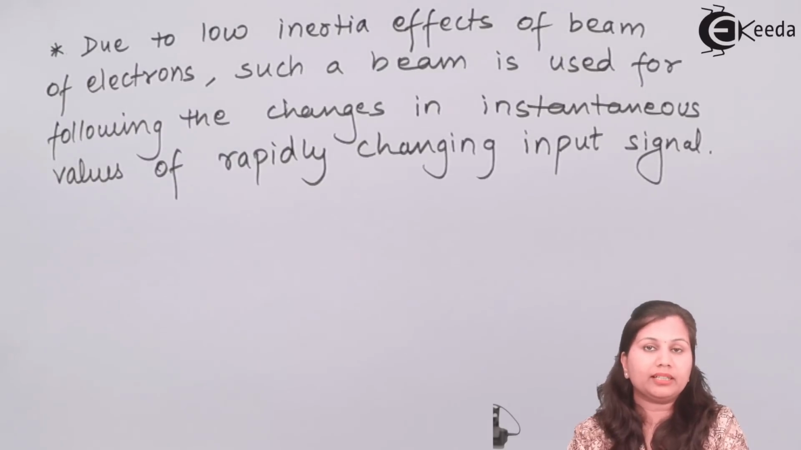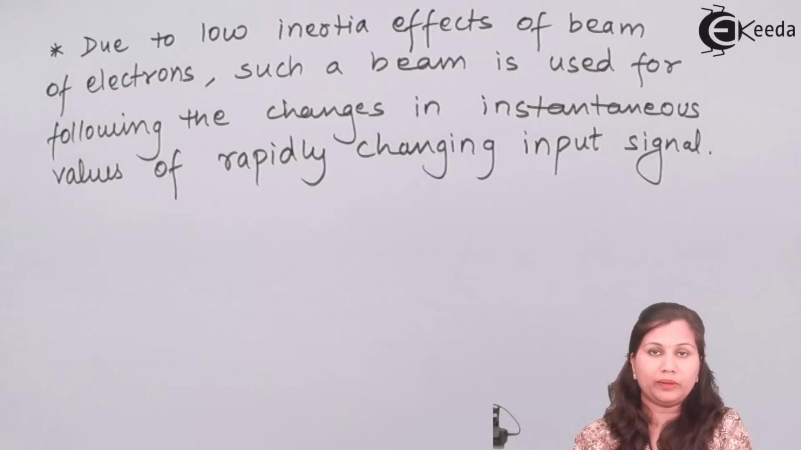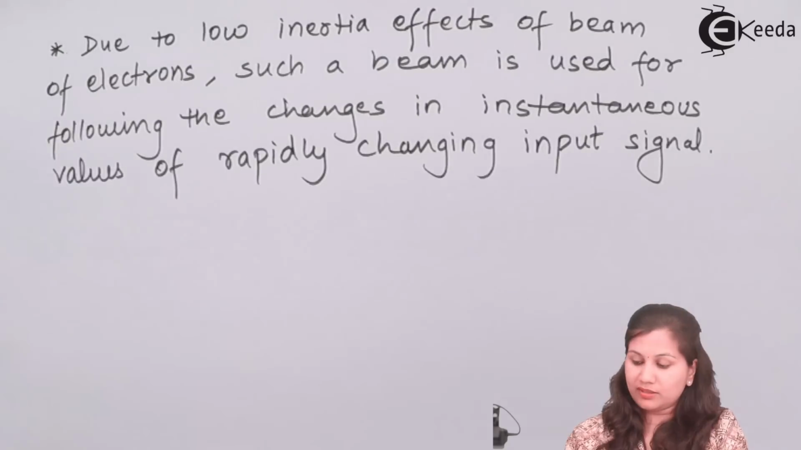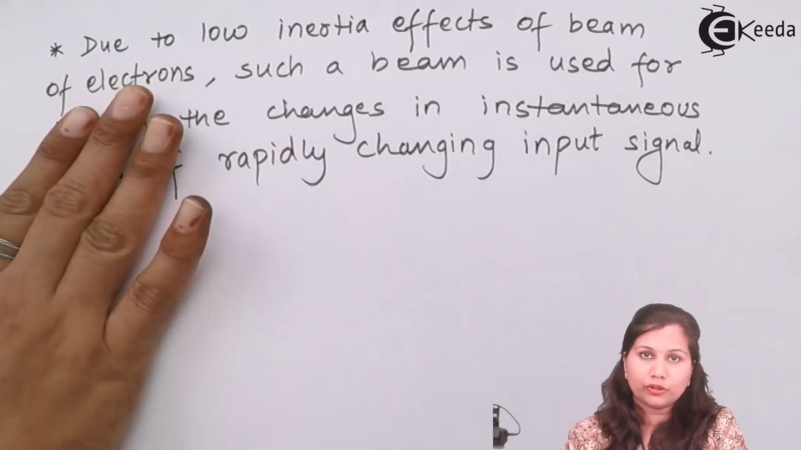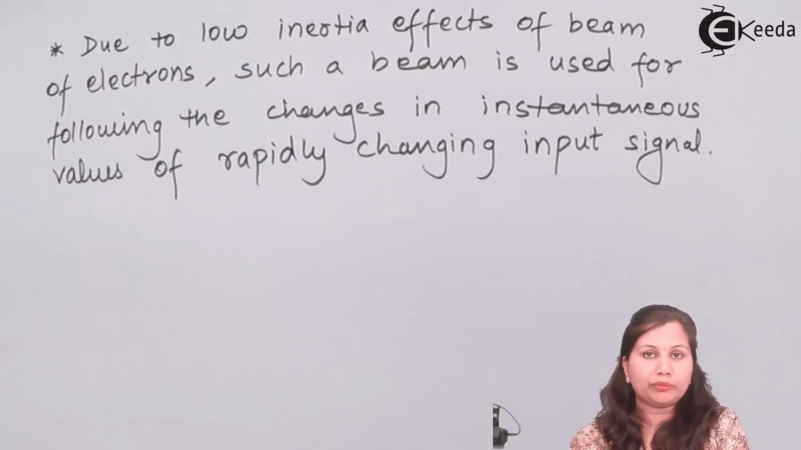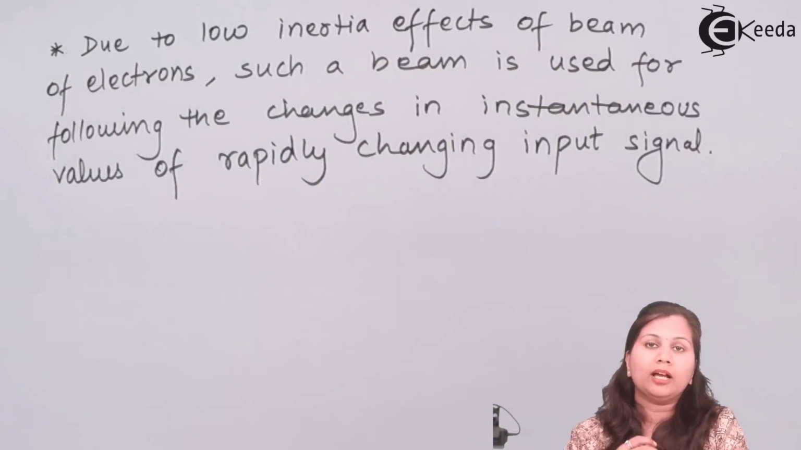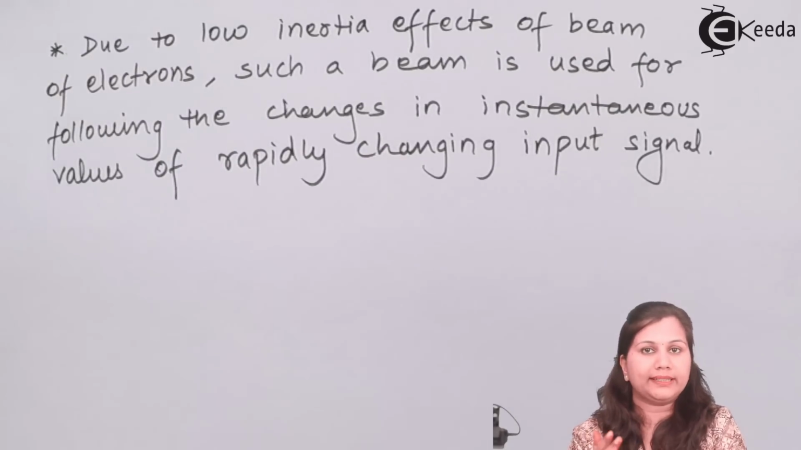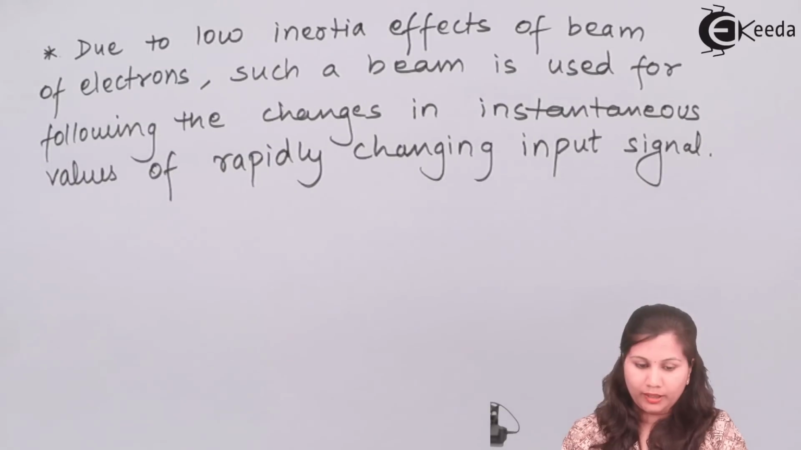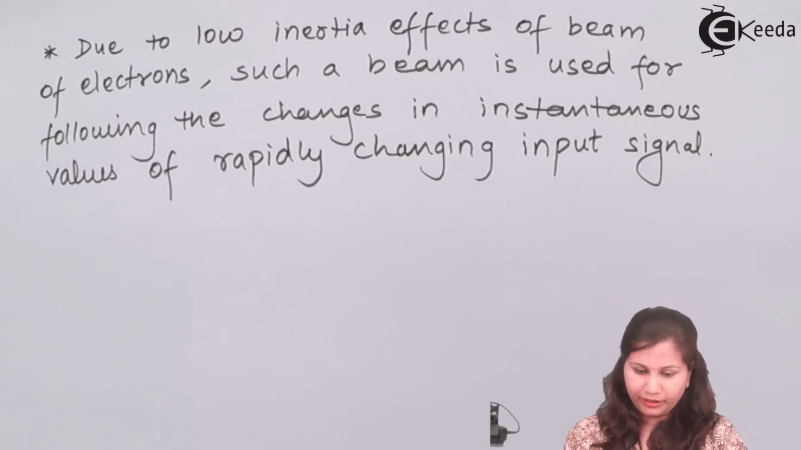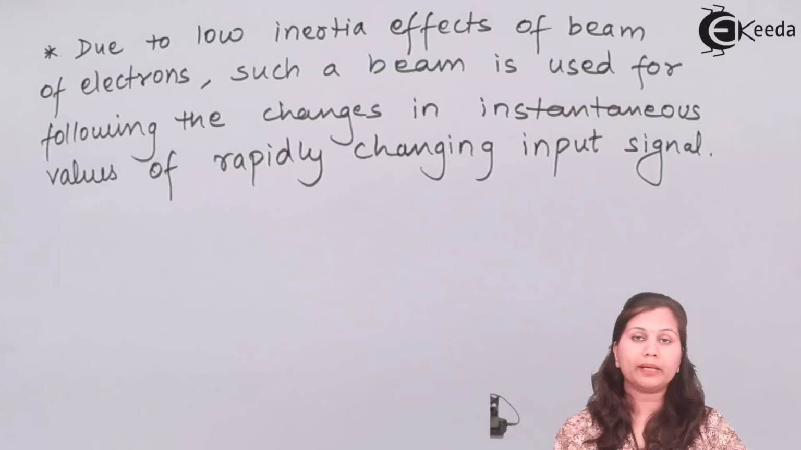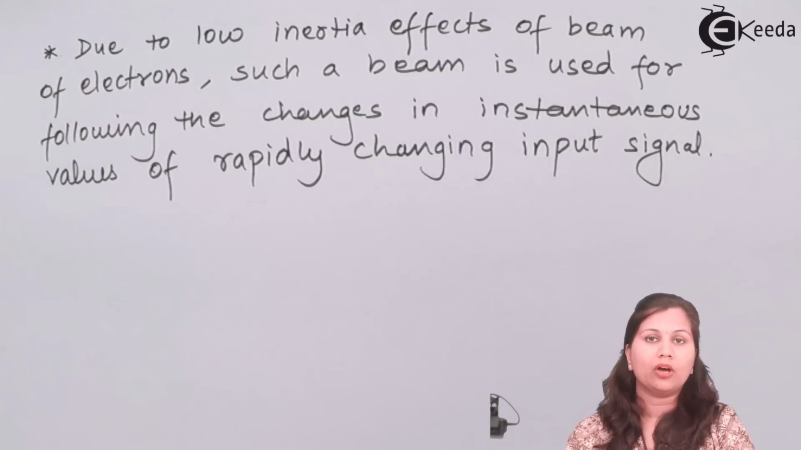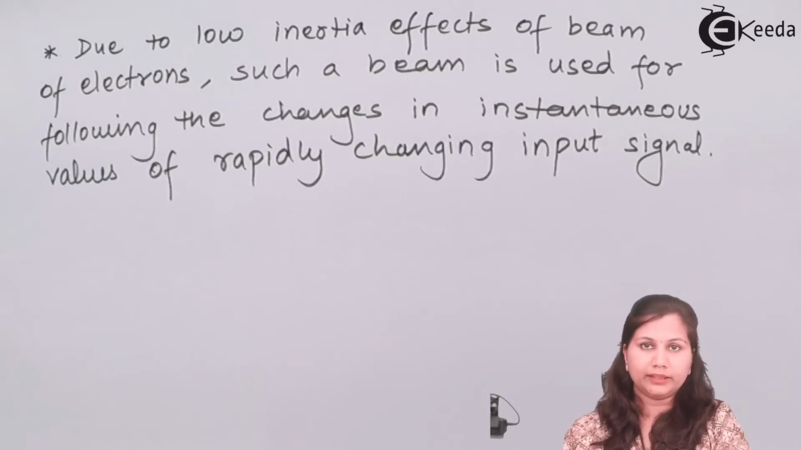Now this input signal is varying at a very high speed with time. So to follow the changes in the input signal, the beam of electrons is used. Whatever changes the input signal makes will be reflected by the beam of electrons over the display area. Now, the normal form of CRO, that is cathode ray oscilloscope, consists of two inputs, horizontal input and vertical input.